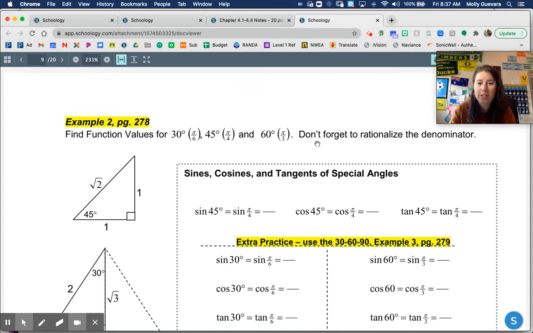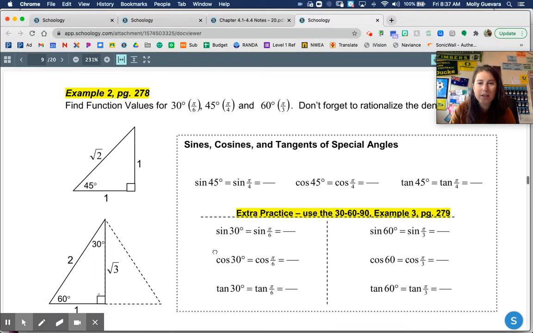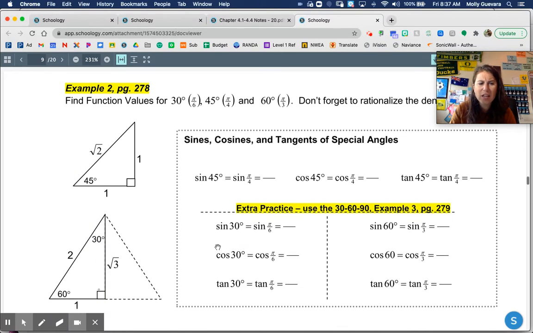And then this right here, don't forget to rationalize the denominator. So keeping in mind, I'm not allowed to have a square root on the bottom of a fraction. So if that happens, I have to rationalize the denominator. And we'll go over how to do that, or we'll do it together.